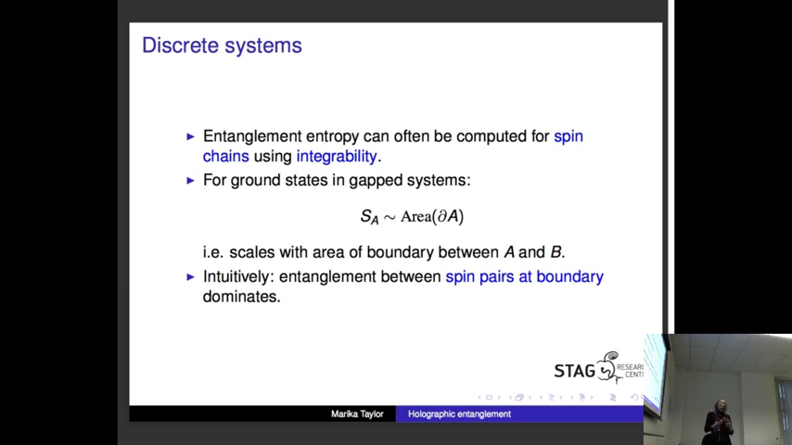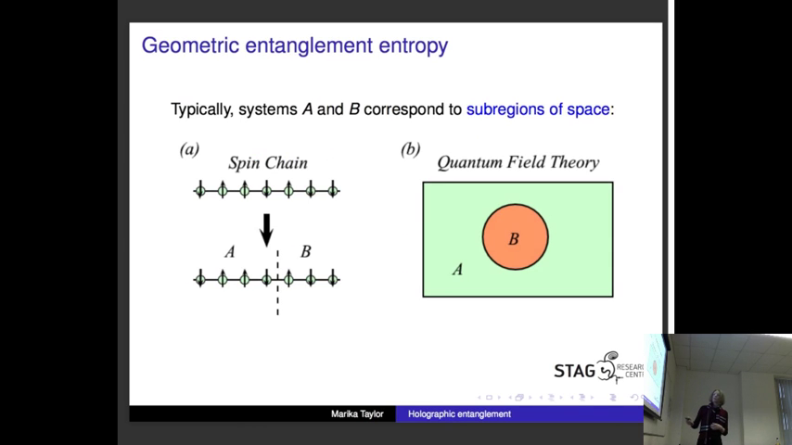Now, if that ground state is one in which we have a gap to the nearest excitation, then what they showed on very general grounds is that the entanglement entropy in that ground state scales as the area of the boundary between the spatial regions A and B. In the example I show here, because it's one-dimensional, the area is of course trivial, it's just counting the number of points in the boundary.